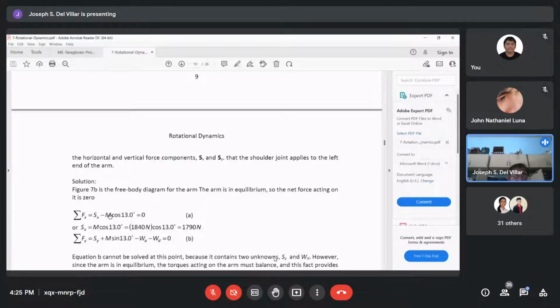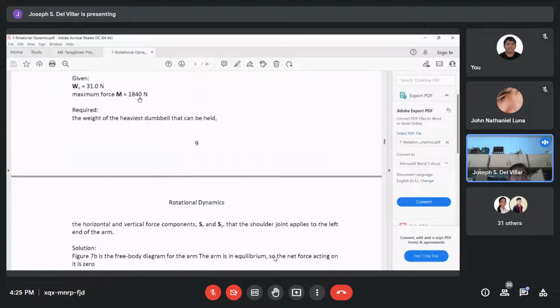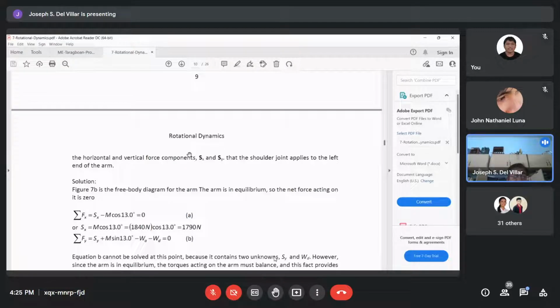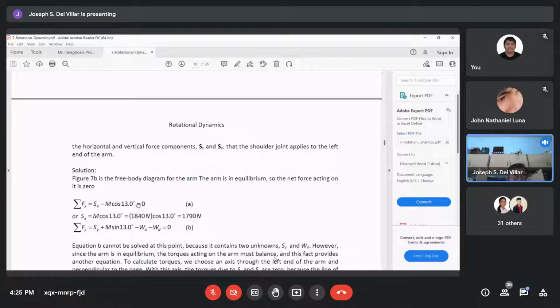Okay? So just substitute 1,840 for M and you will get Sx. Sx is equal to M, or 1,840, cosine 13. You already have the value of Sx. Okay? This is 1,790. But in our convention, that is not exact, right? We go up to 2 decimal places.